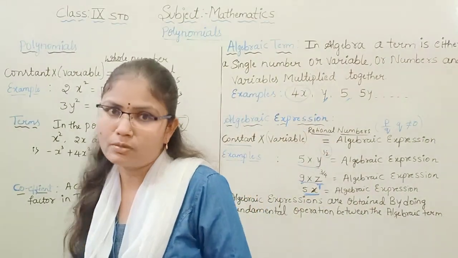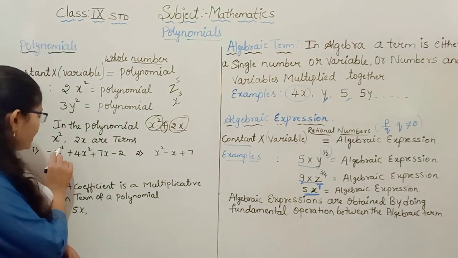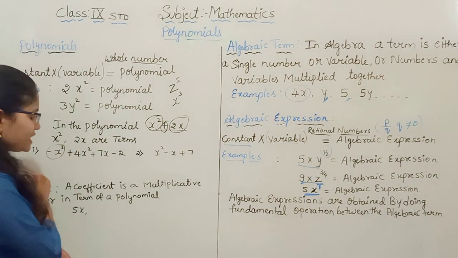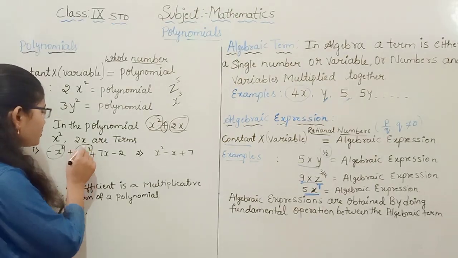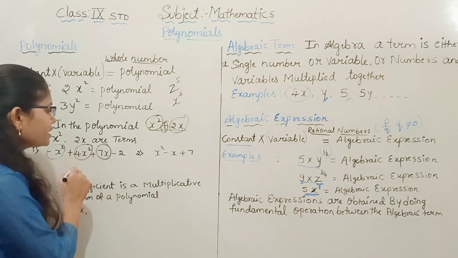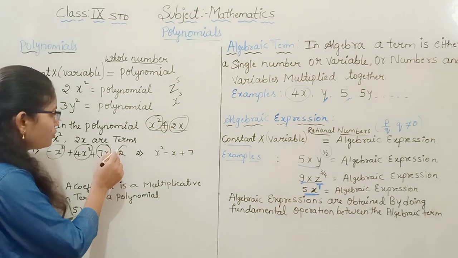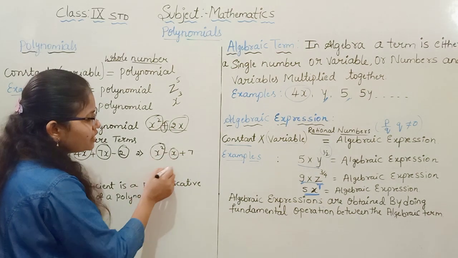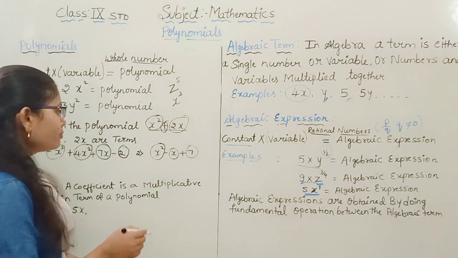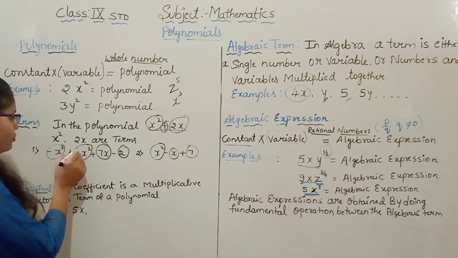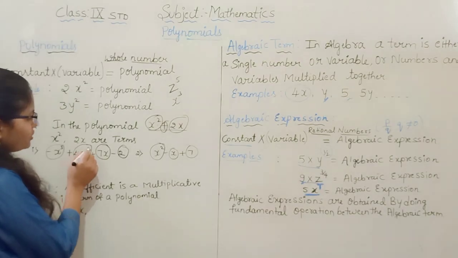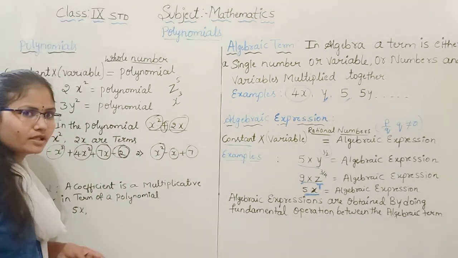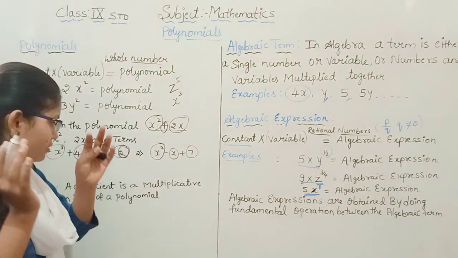Next, if we consider a few more examples, you can see here minus x cube plus 4x square plus 7x minus 2. Here minus x cube is one term of the polynomial, 4x square is another term, 7x is another term, and minus 2 is another term of the polynomial. Next, here also x square is one term of the polynomial, x is another term, and 7 is another term, in x square minus x plus 7. These are the terms of the polynomial.